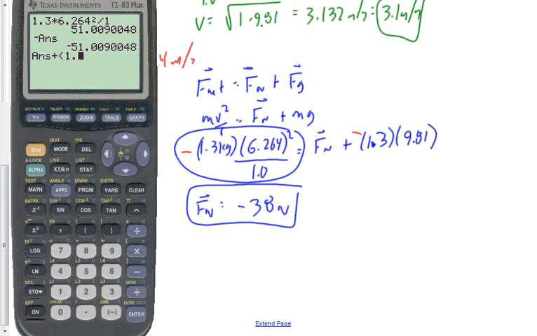1.3 times 9.81. See why we're adding that? It's downward. It's a negative value, so it's like subtracting it. Take it over to the other side by adding it. That leaves me with only Fn on the right-hand side. Gives me negative 38 newtons. That make sense?